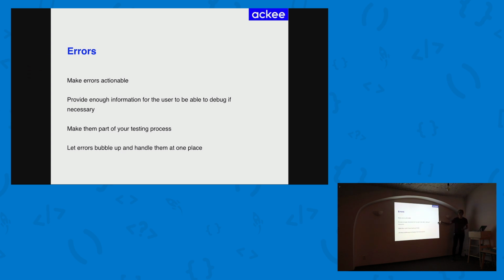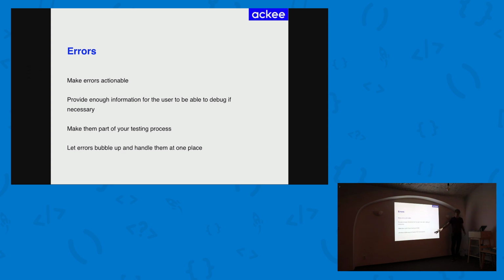So I think that you should make your errors actionable. What do I mean by that? Well, if an error occurs, the user should immediately know what their next step should be and what they should do about what went wrong. And if you don't know what went wrong and don't know what the next steps should be, you should at least provide enough information so that the user is able to debug the problem. And then definitely make errors part of your testing process. Make test cases for them, test even for specific errors. I will show it a little bit later.